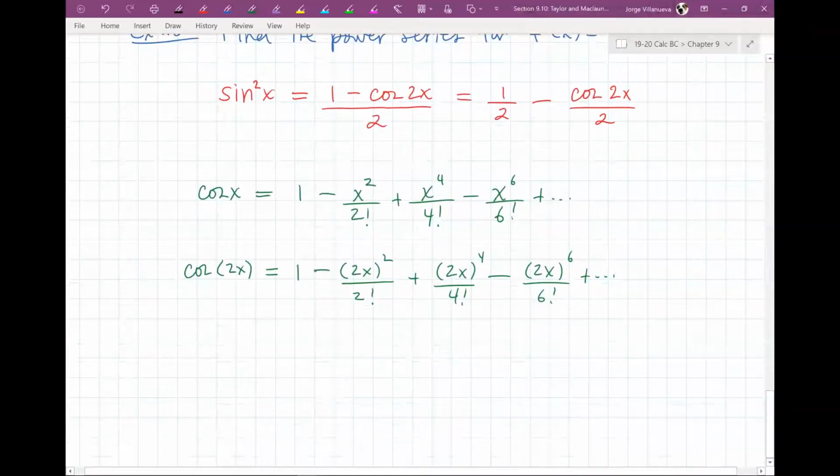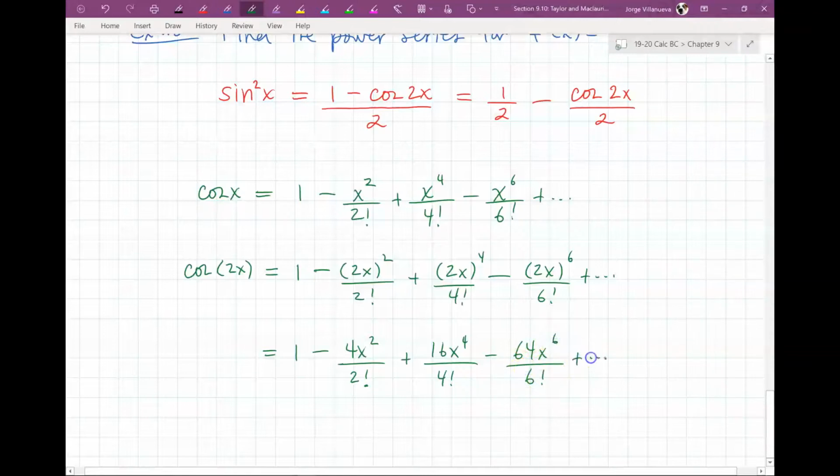Now I got to simplify that a little bit, so let's do that. It's 1 minus 4x squared over 2 factorial, okay, plus, now that's going to be, what is that, 16x to the fourth over 4 factorial minus 64x to the 6th over 6 factorial, etc.